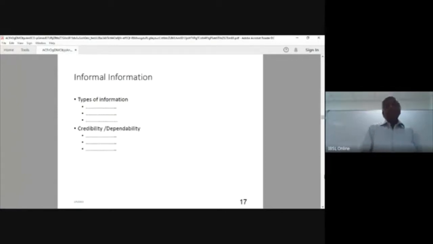Then the informal information. These are the formal information. There can be informal information also. What types of information? That also you have to collect. Informal information will also be helpful for you to analyze.